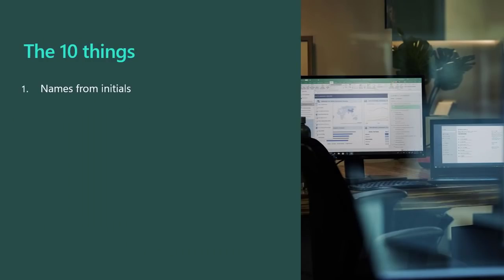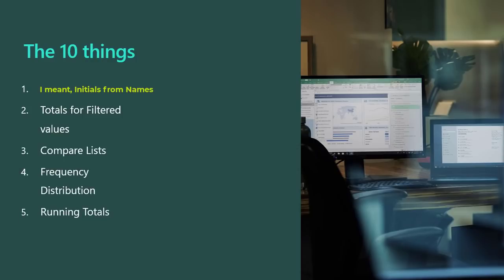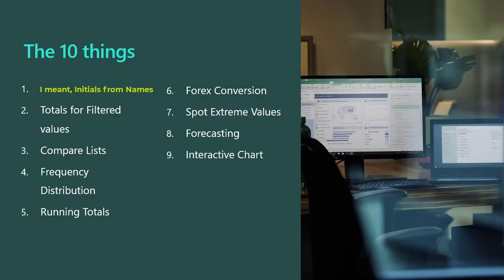So the 10 things that I will cover are names from initials, totals for filtered values, comparing two different lists visually and highlighting mismatches, calculating frequency distributions and plotting histograms, calculating running totals, Forex conversion, so one currency to another currency, spotting extreme values, doing business forecasting, creating interactive charts, and finally, if you think, okay, I can't do anything else, then asking Excel to do the analysis work for you.